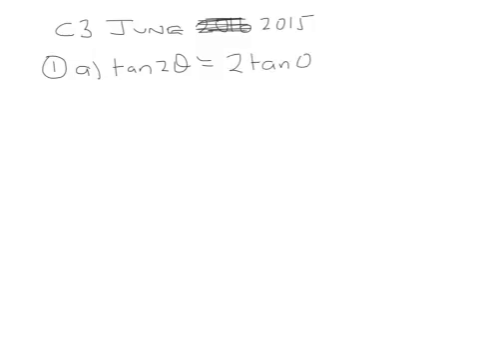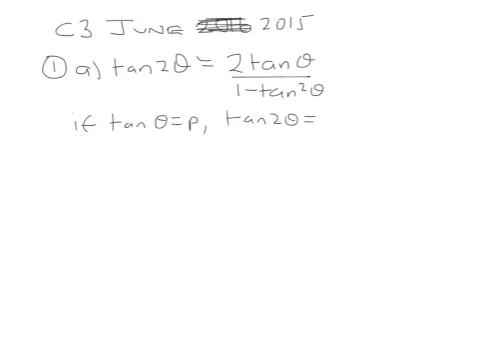Here is the June 2016 C3 paper. In question 1, we need to get an expression for tan 2 theta, knowing that tan theta is p. Now the formula for tan 2 theta is 2 tan theta over 1 minus tan squared theta. So if tan theta equals p, then tan 2 theta is 2 tan theta over 1 minus tan squared theta.